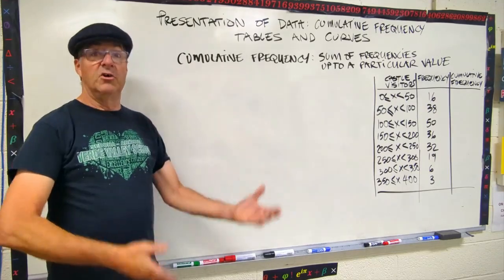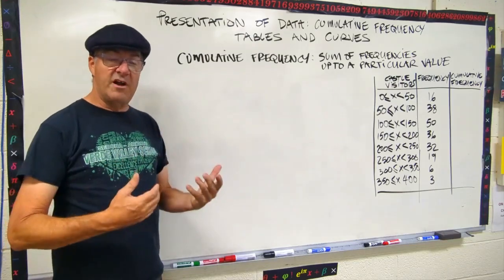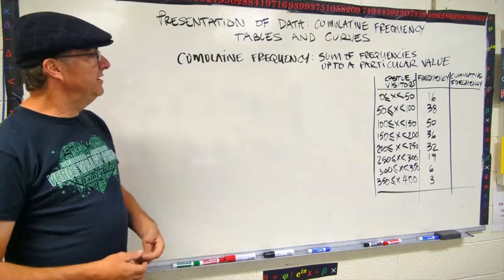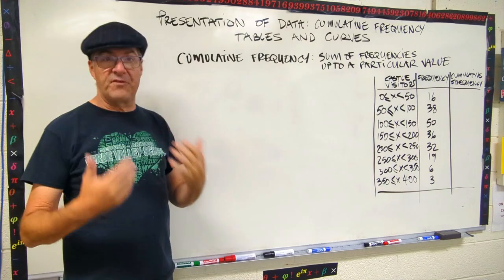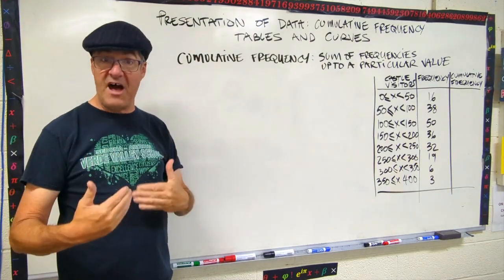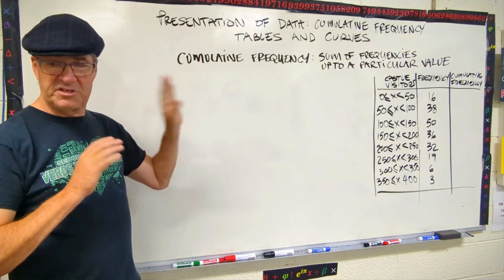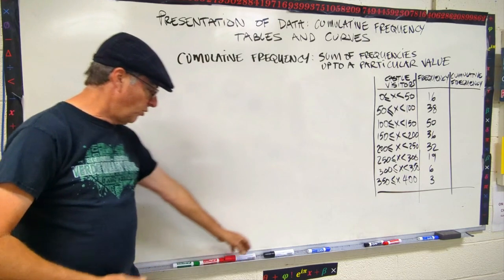Okay, so now we're going to stay with our presentation of data section, but we're going to move on and talk about cumulative frequency tables and curves. Cumulative frequency is basically you're summing up the frequencies up to a certain value. Okay, so that's my definition there. Probably doesn't click super well yet, but let's do one and then you'll see how it works.